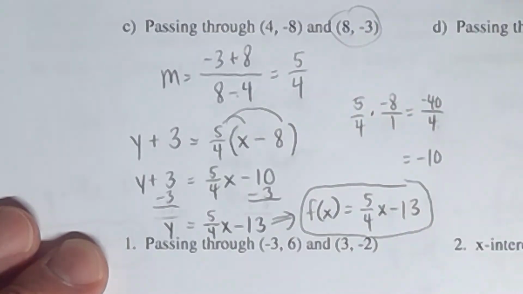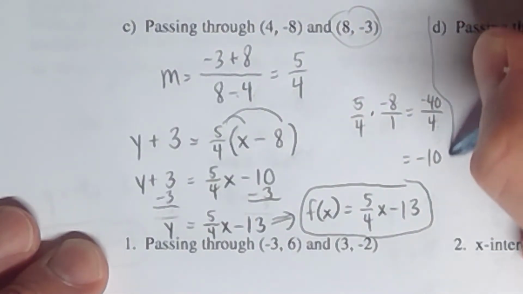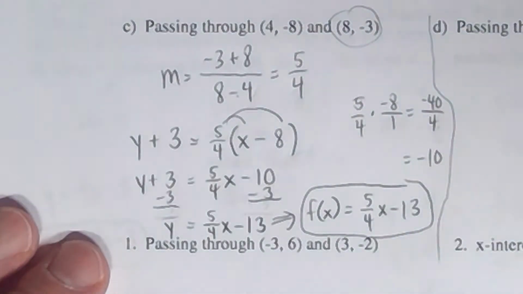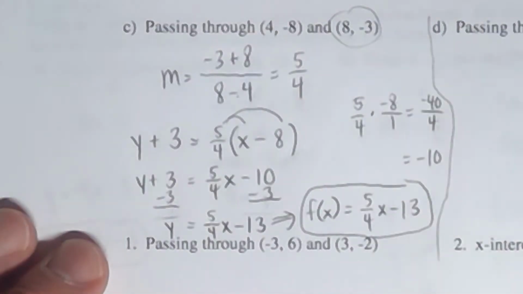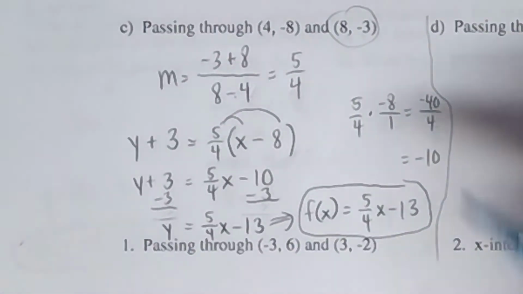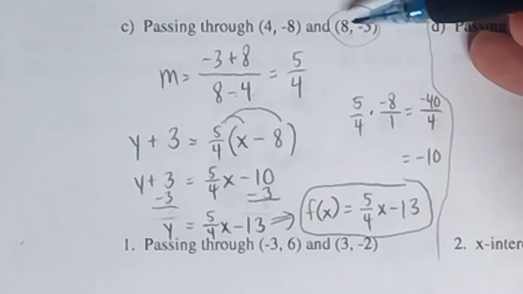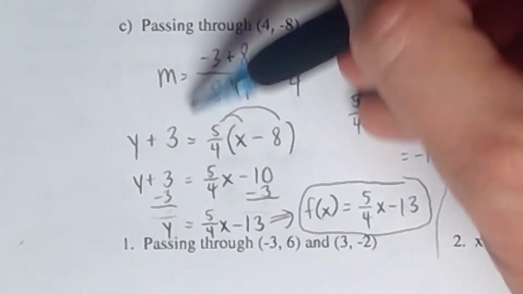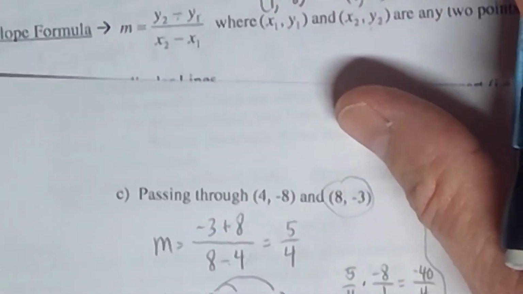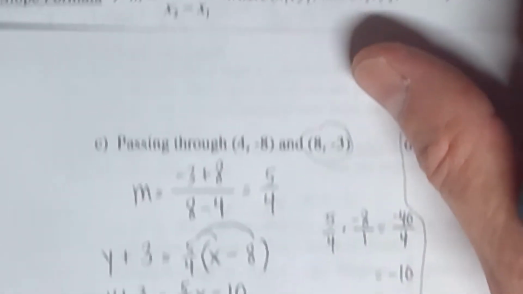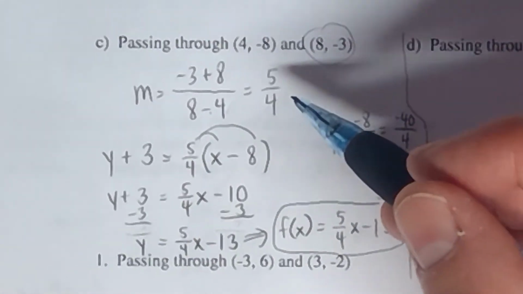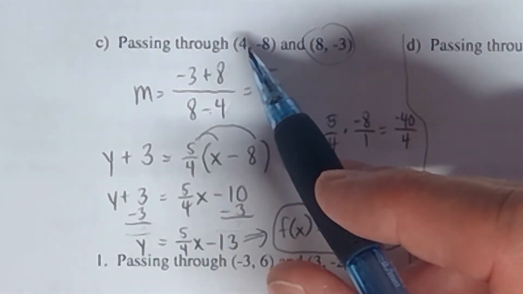All right. Now, so when you have 2 points, they don't give you the slope. They just give you 2 points that it passes through. You use this formula, this one right here, to determine what the slope is. Once you determine what the slope is, you then do what we did in the first two problems.